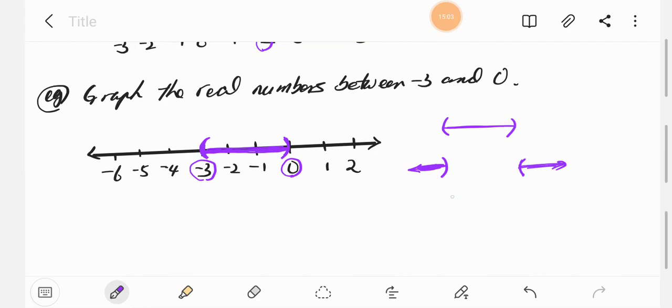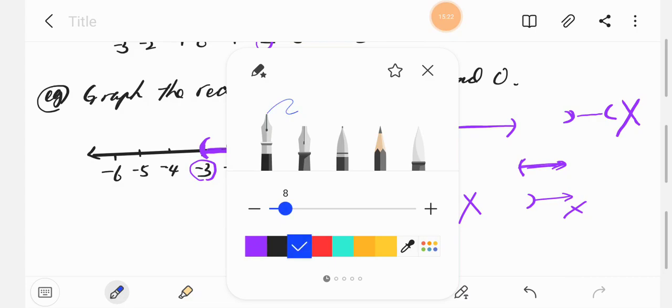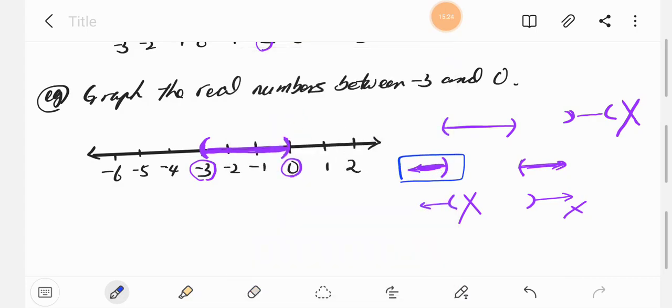Okay, so this is incorrect. This one is not right, and even this one is not right. And this and this are also incorrect. Make sense? Alright, so don't forget this: either this, this, or this. The parenthesis always opens towards the direction of the solution.